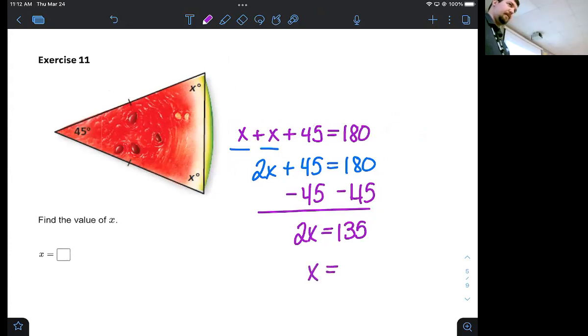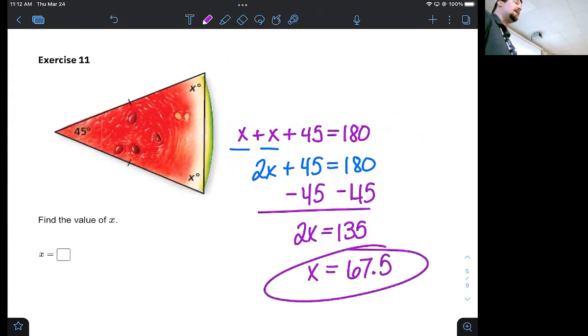I don't like that. I think you did 45 divided by 2. 67.5. Yeah, 67.5. And I just put x equals and that's it. Now they want me to classify this triangle as well. If I know this angle here is 67.5 and that one there is 67.5, I know 2 angles are equal, so 2 sides are equal. And so this will be isosceles.